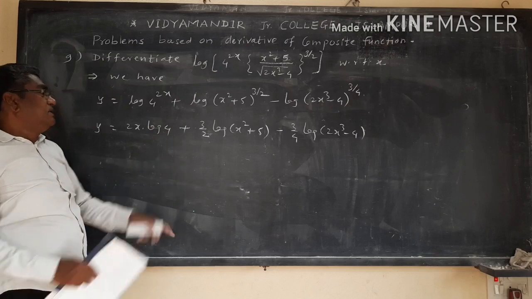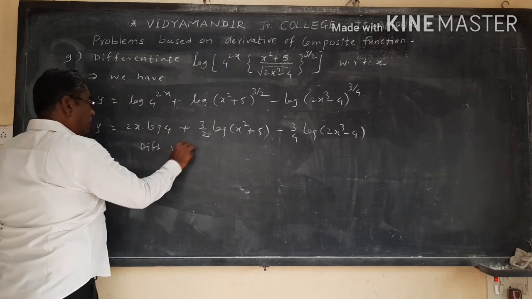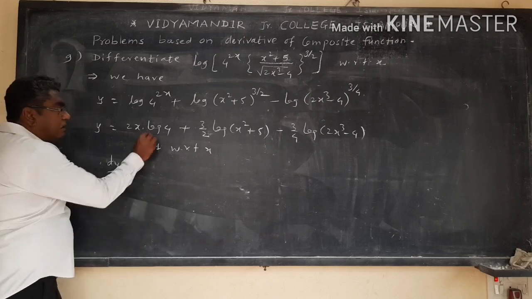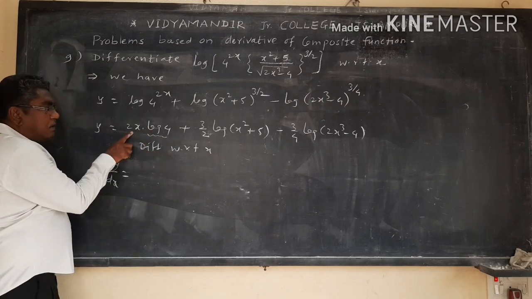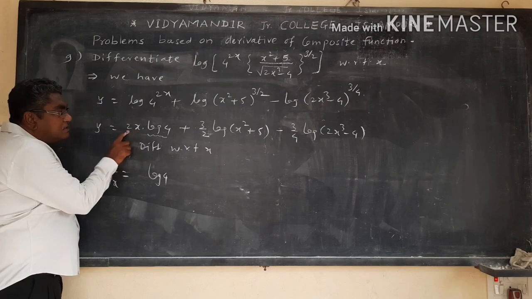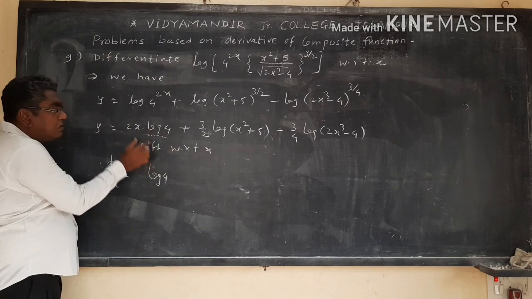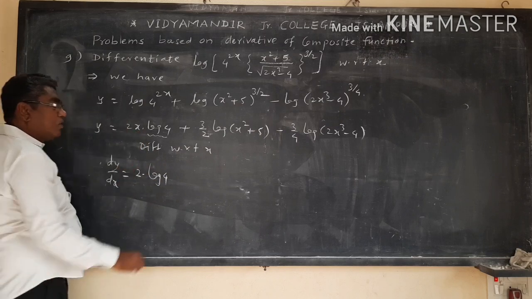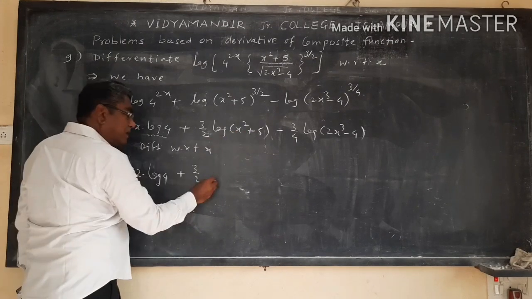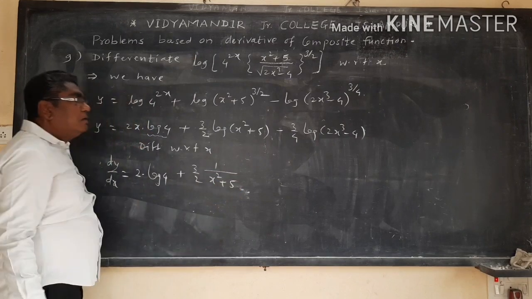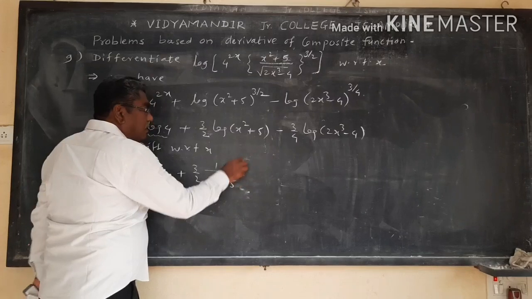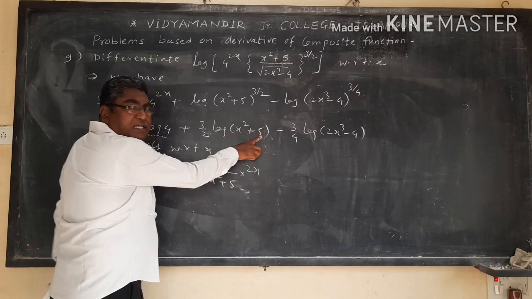That is simplification. Now differentiate with respect to x. dy by dx is equal to, here log 4 is a constant, so the derivative of 2x log 4 is 2 log 4, plus 3 by 2 log of x square plus 5, derivative 1 upon x square plus 5, into d by dx of x square, 2x, plus d by dx of 5, 0.